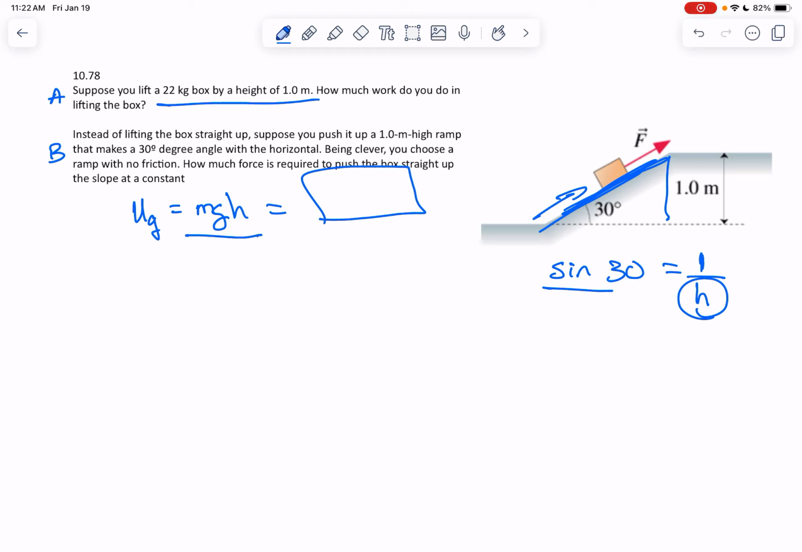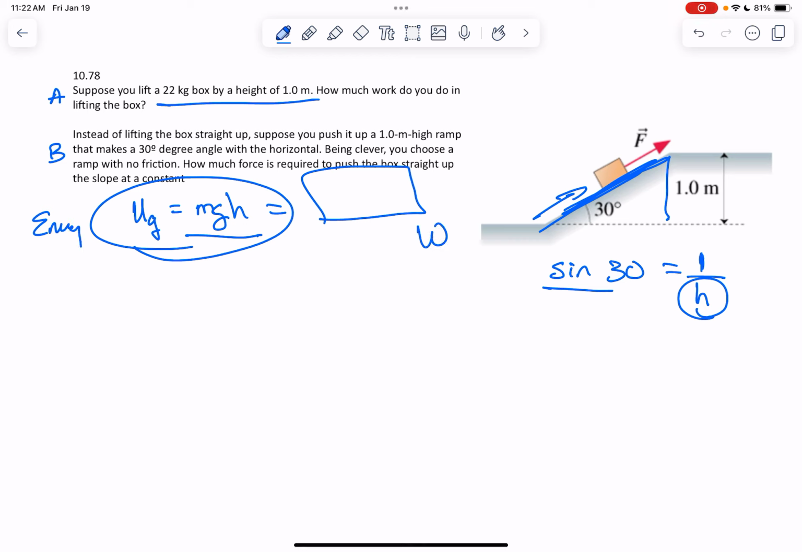Okay, we're going to set that equal to the work equation. So that's energy. This is energy, right? Gravitational potential energy, and you have to do some work, and the work is equal to the force times the distance. Now the distance is this height, or actually I shouldn't call that the height. It's 1 over, yeah, the hypotenuse. That's what I meant. For h.